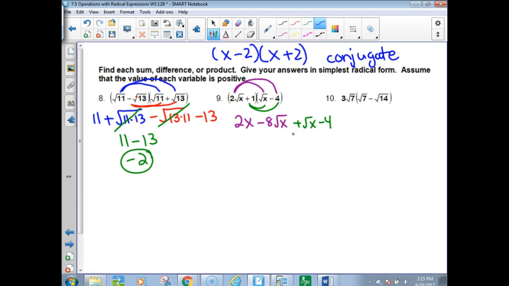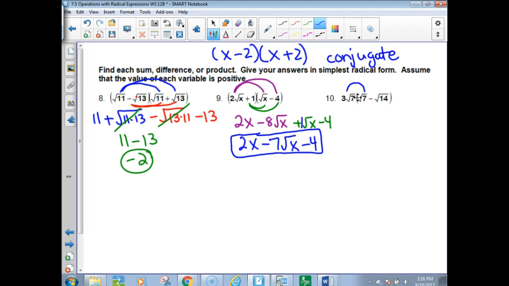Okay, I'm going to combine any like terms. I've got 2x, nothing to go with it. I have a negative 8 root x plus 1 root x, which would be minus 7 square roots of x, plus, oh, was it minus 4? And I can't do anything else because they're all unlike. Are we okay? Anybody not know where I got something from when I multiplied? All right, then, we'll march forward to number 10.